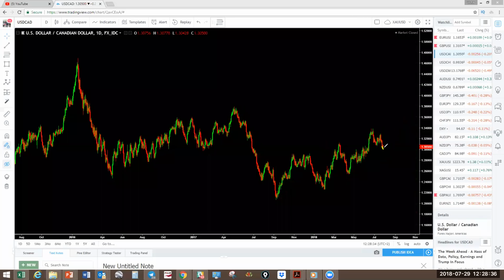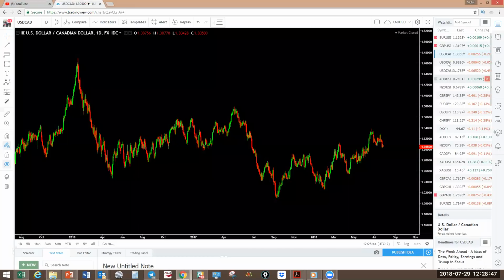Right now, it is still bearish. It is correcting there. You can still keep selling it, but be careful now. It is almost at a reversal zone. Okay, so that is US dollar CAD, US dollar CHF.